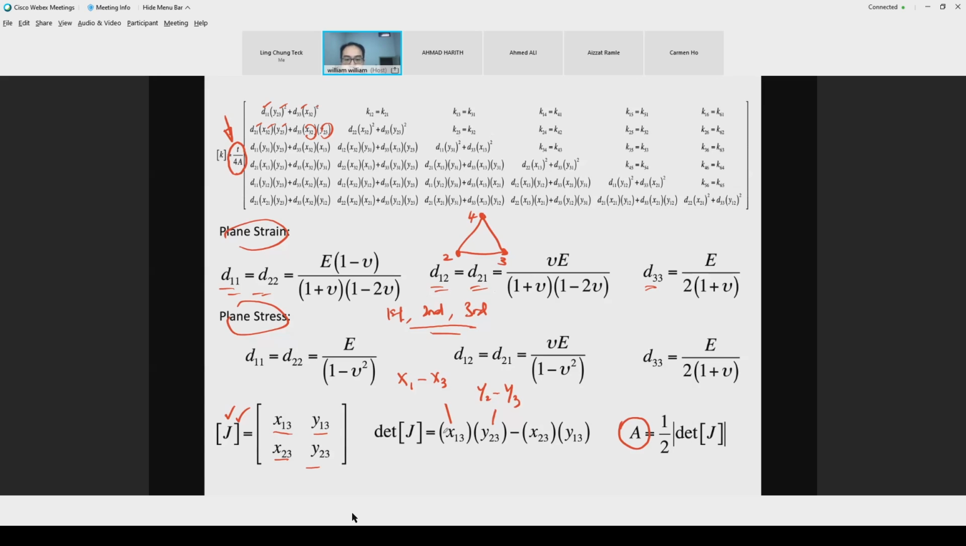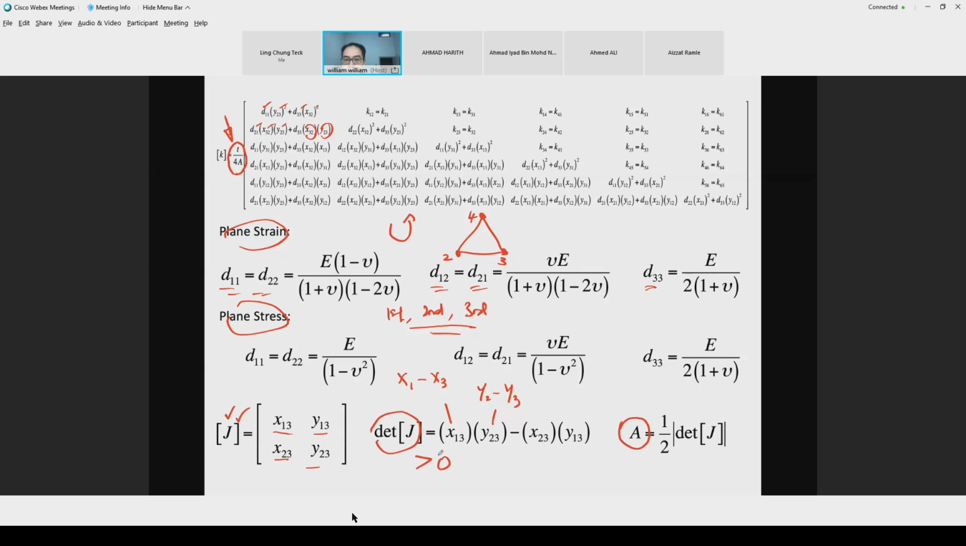Another thing that I forgot to mention just now is that the labeling or the numbering of your nodes will have to follow the rule of counterclockwise. So the counterclockwise first, second, and third node, if you do it counterclockwise in the arrangement, your determinant J will always be a positive value, which is larger than 0.